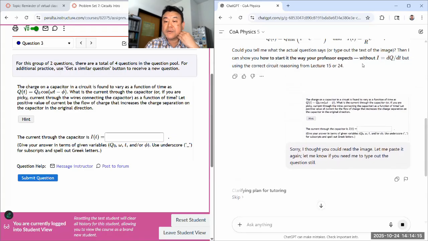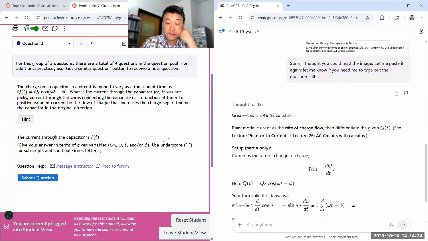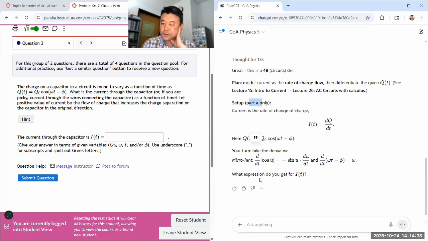So it's not without I equals dQ/dt. You use I equals dQ/dt, but with the understanding that this is the correct context. Model part A. This is a side effect of some of the system instructions it has. It's a single part question, but I've got to work on making it behave in a less stilted way. Your turn. Take the derivative.